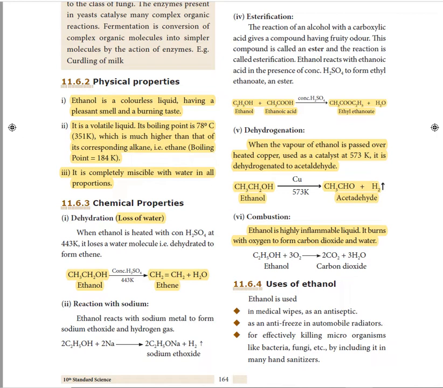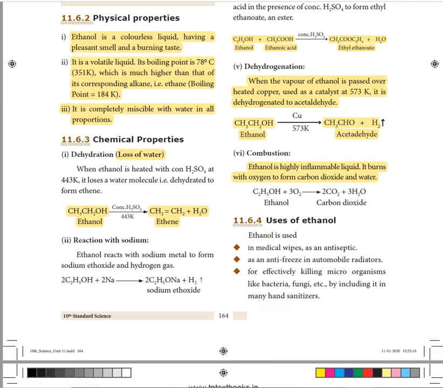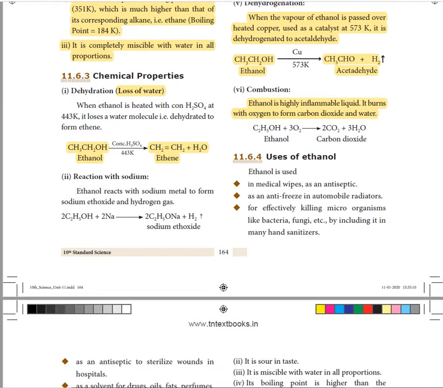Uses, you know very well. In the medical field, in medical wipes, it is used as an antiseptic. To treat any wound, it is used as an antiseptic. And also in automobile radiators it is used as antifreeze.